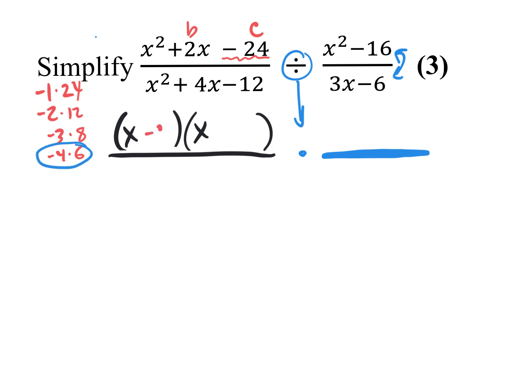You just put that -4 right there and that +6 right there. And it doesn't matter the order. You could have put the +6 first and the -4 second. Anyway, let's do the same for this bottom one.